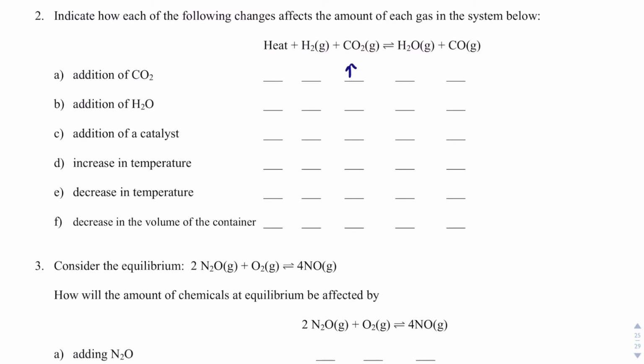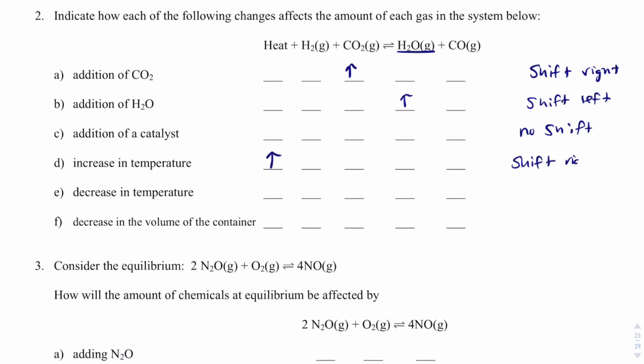If I add CO2, we're going to shift right. If I add water, water is a gas. If it were a liquid, it would be no shift, but since it's a gas, we're going to shift left. Catalyst is going to be no shift. That just gets us to equilibrium faster. If I increase the temperature, we're going to have to shift right. If I decrease the temperature, we're going to shift left.